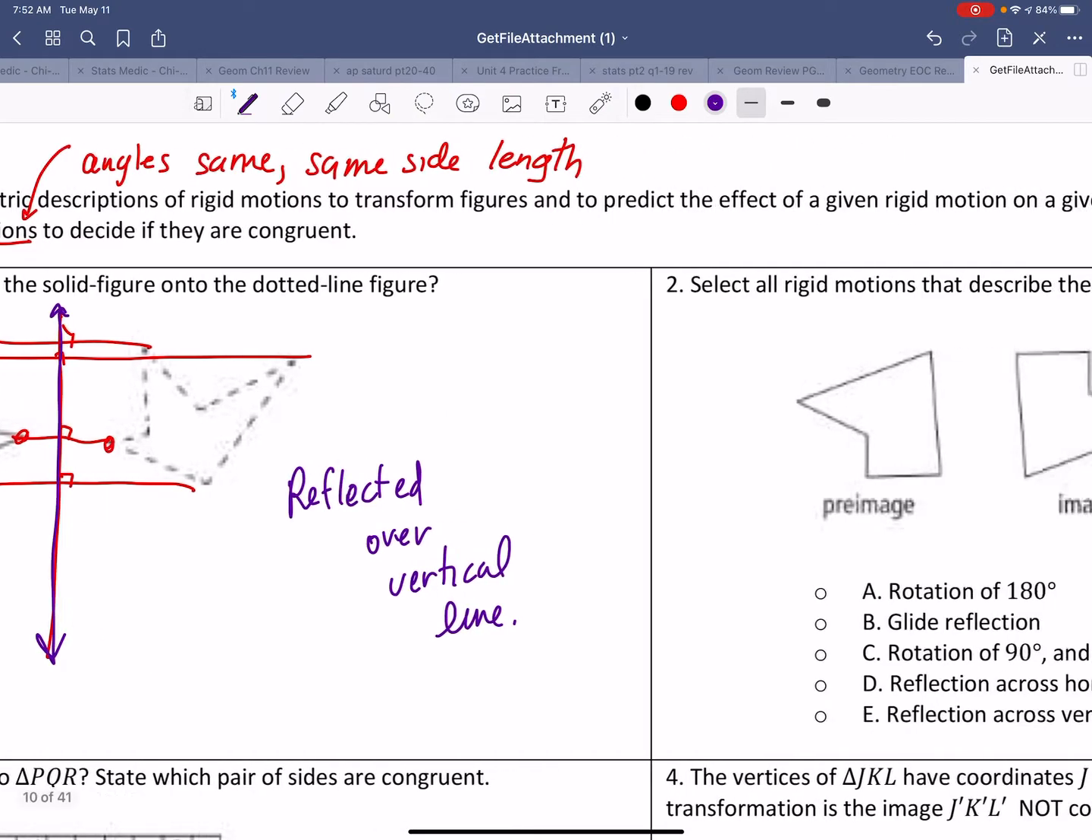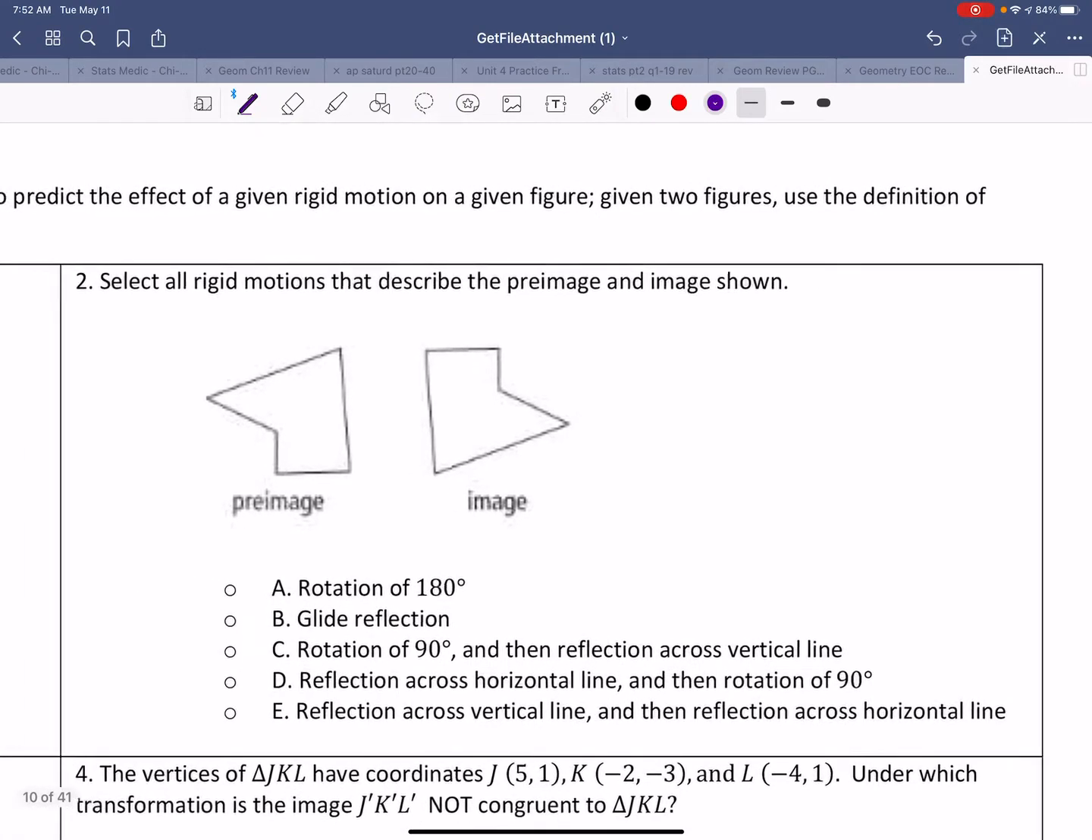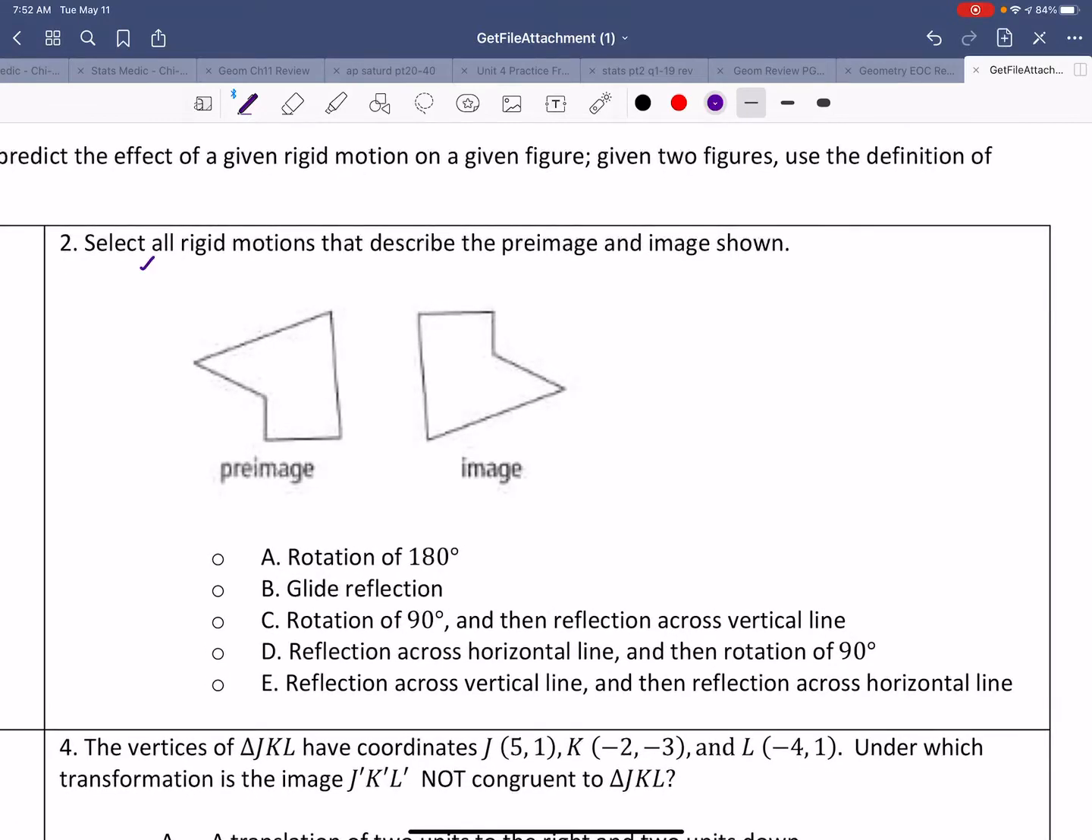Cool. Question number 2. Select all the rigid motions. Ooh, select all. So we've kind of been preparing for that to get from the preimage. This is before, and this is after. Notice we've been practicing this. If we think of this as a pointer, now it's pointing that way.